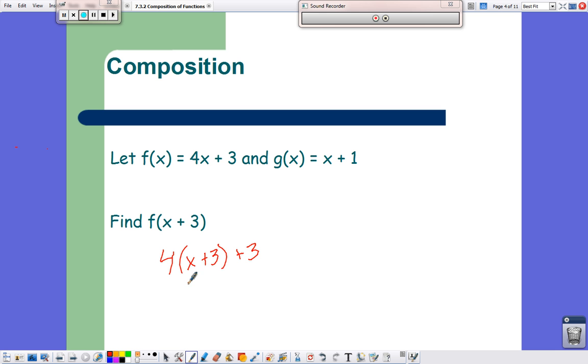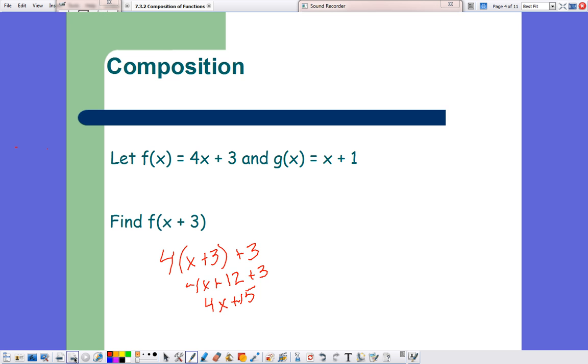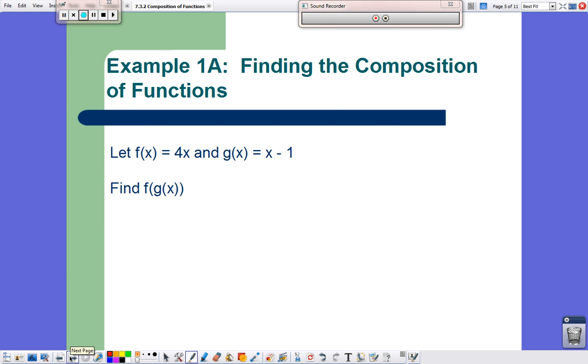So 4 times x gives us 4x. 4 times 3 gives us 12. And then it's plus 3. So then I get 4x, and 12 plus 3 gives me 15. Okay? All right. So now basically we're going to take it one step further.